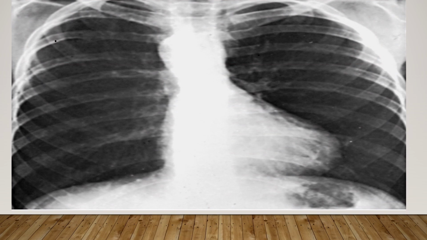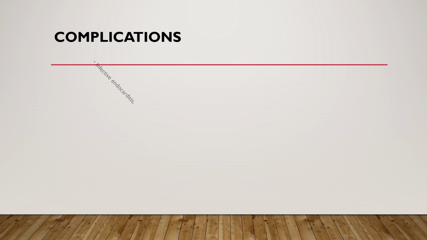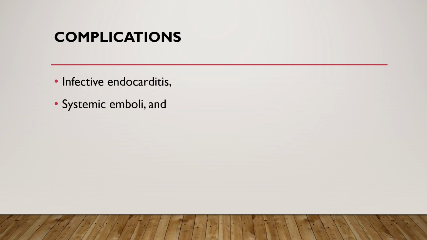This chest X-ray is of a patient having tetralogy of Fallot. It shows a narrow base and an uplifted apex, which gives a boot-shaped heart. Complications such as infective endarteritis, systemic embolism, and brain abscess can happen.